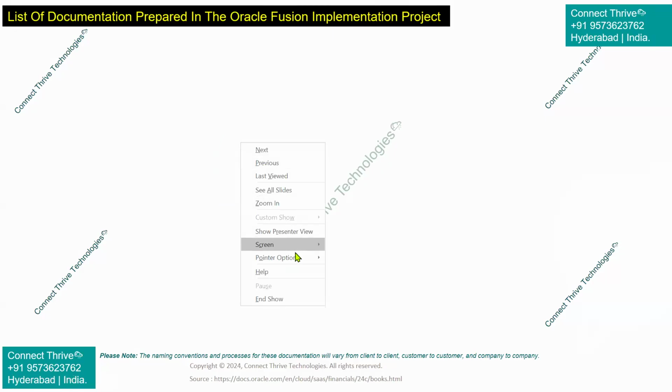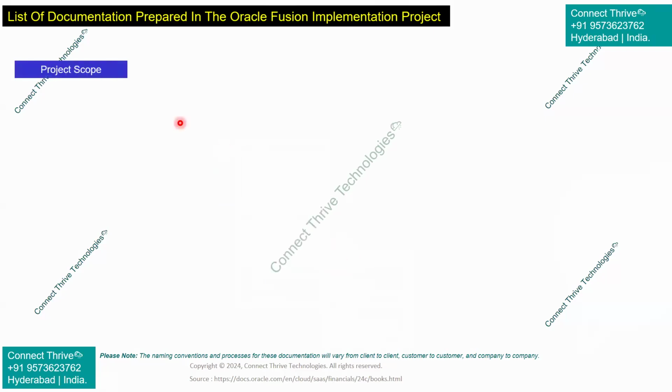So give me a second. The first one we have is the project scope. In this stage, we will not be involved. Most of the high-level people like PMOs, project manager, and architect will be involved. Here we will prepare the project plan.